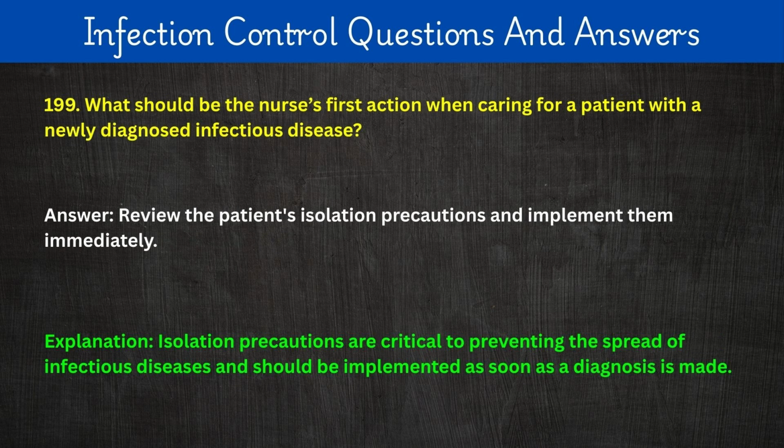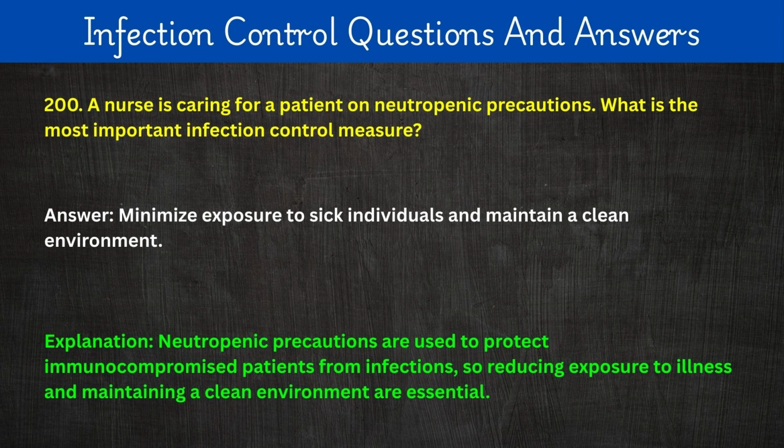199. What should be the nurse's first action when caring for a patient with a newly diagnosed infectious disease? Answer: review the patient's isolation precautions and implement them immediately. Explanation: isolation precautions are critical to preventing the spread of infectious diseases and should be implemented as soon as a diagnosis is made.